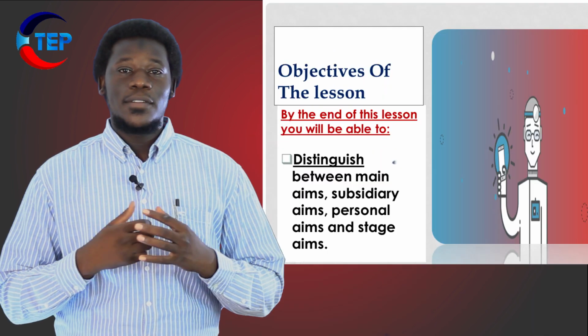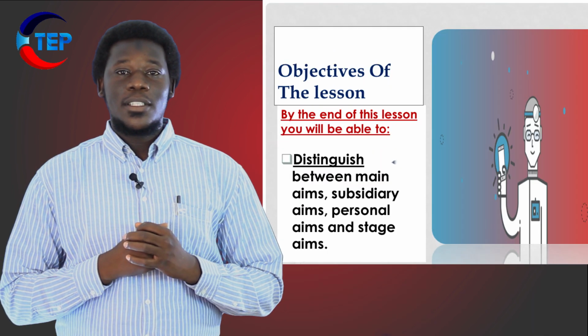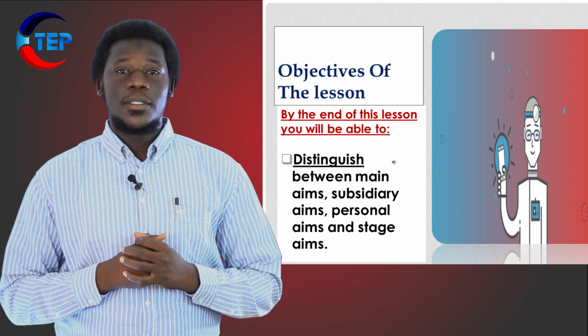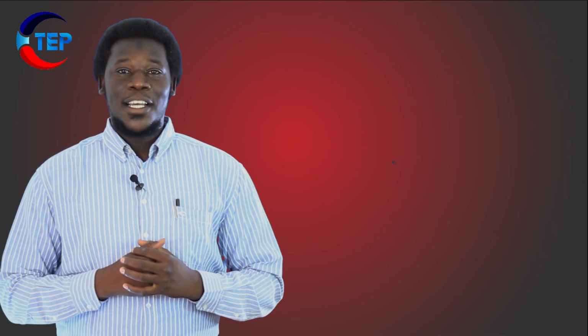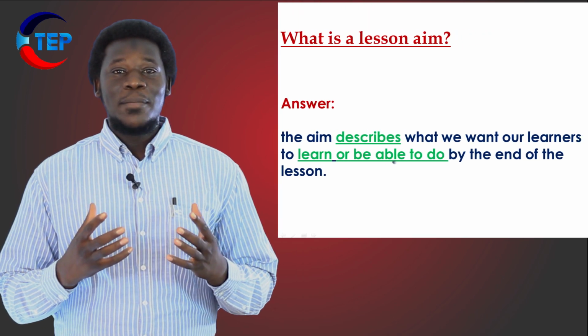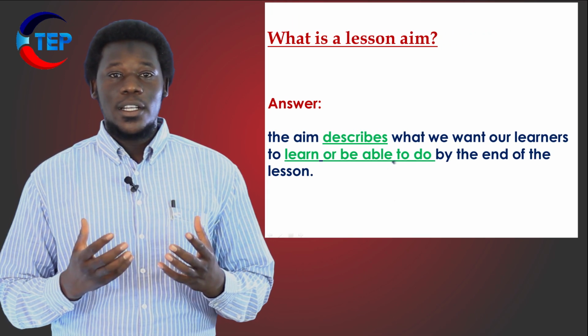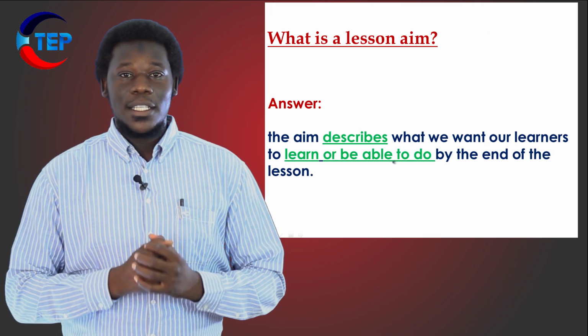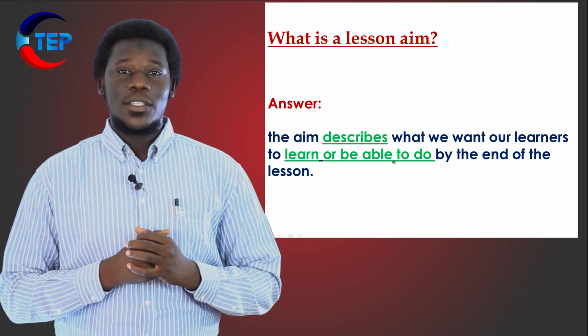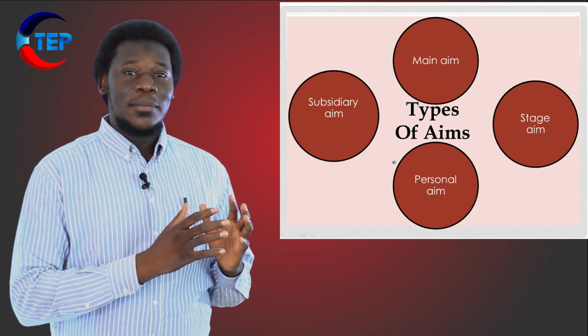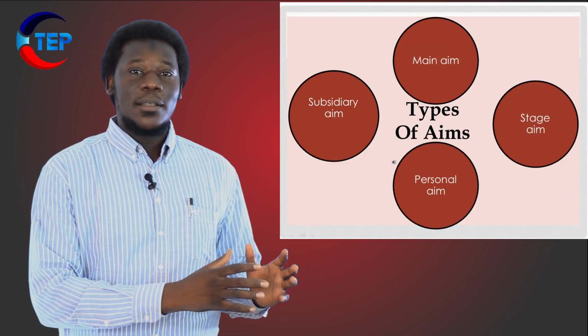And so by the end of the lesson, you are expected to be able to distinguish between these four types of aims. Have you ever asked yourself what is a lesson aim? A lesson aim describes what we want our learners to learn or be able to do by the end of the lesson. And that might be a focus on language skills or language structure and functions. Here are the four types of aims: main aims, subsidiary aims, personal aims, and stage aims. In this lesson, we are going to learn about these four types of aims in more details.